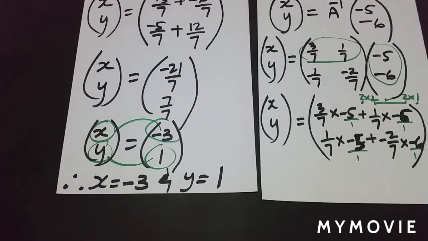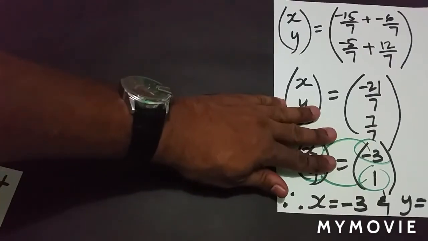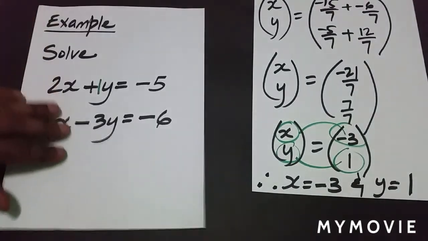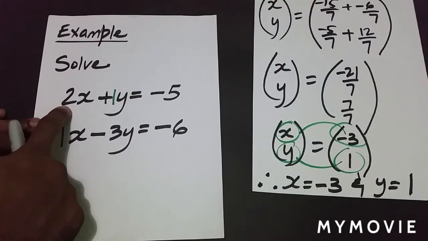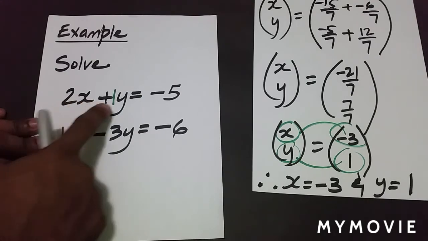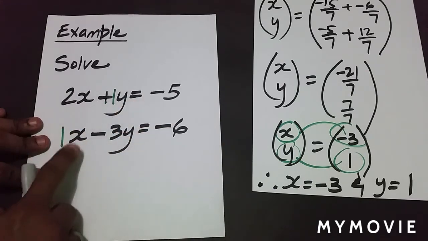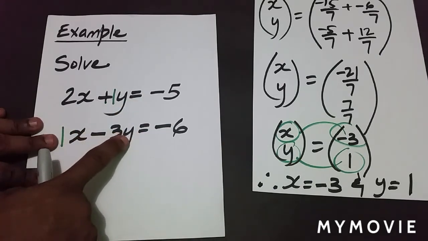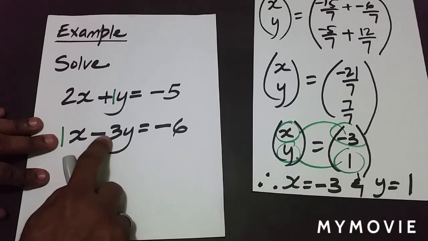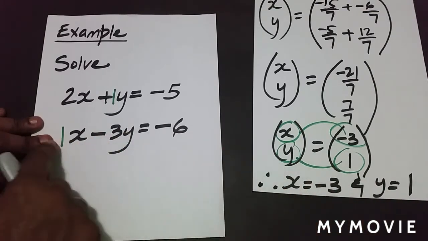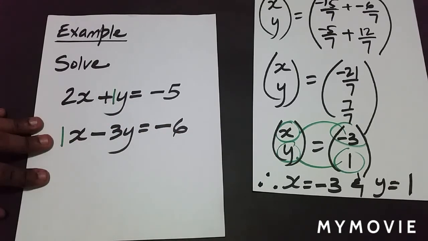And you can see that it clearly makes sense that x is minus 3 and y is 1, because 2 times minus 3 is minus 6, plus 1 times 1 is 1, so minus 6 plus 1 is actually negative 5, so that makes sense. And minus 3 times 1, because y is 1 there, so minus 3 times 1 is minus 3, and x is minus 3, so minus 3 is minus 6, so it makes sense that x is minus 3 and y is equal to 1.